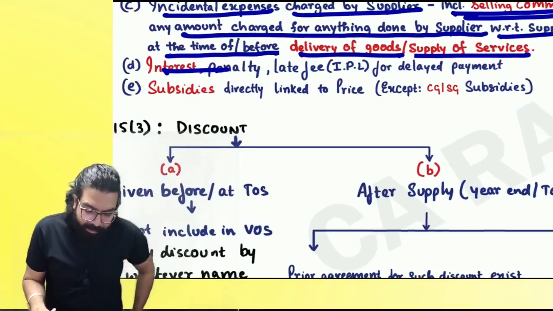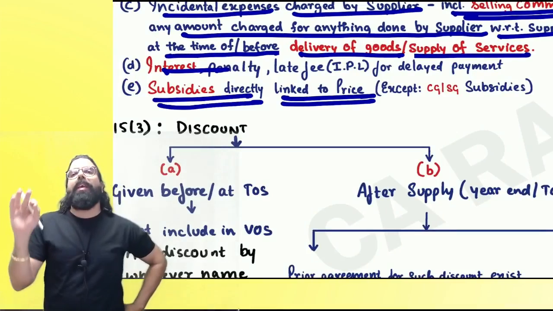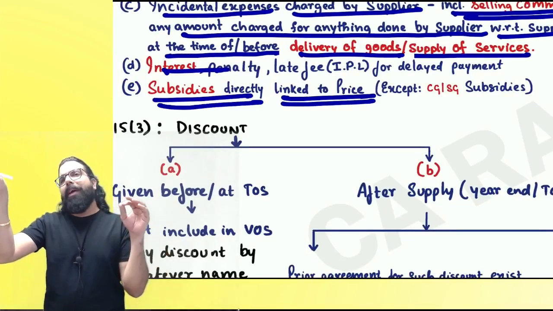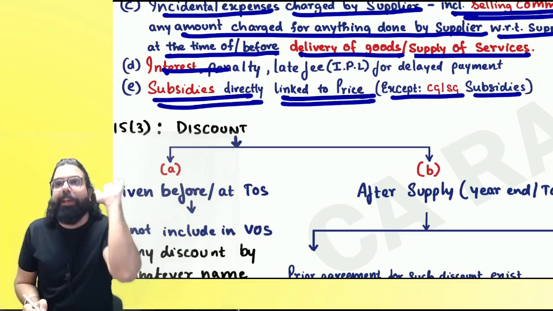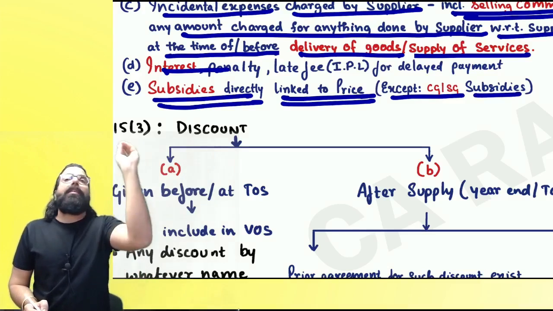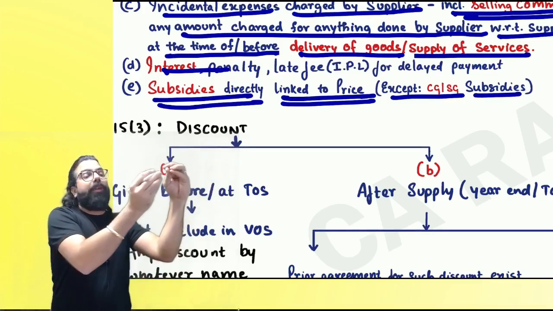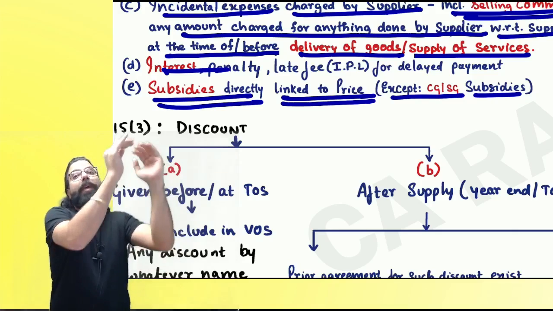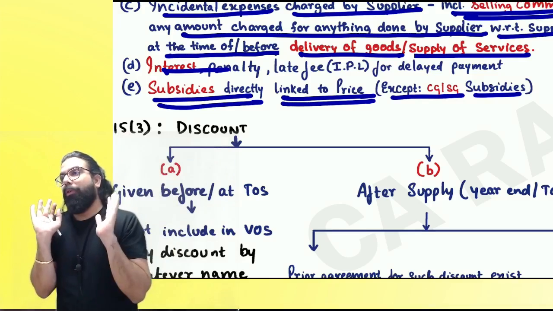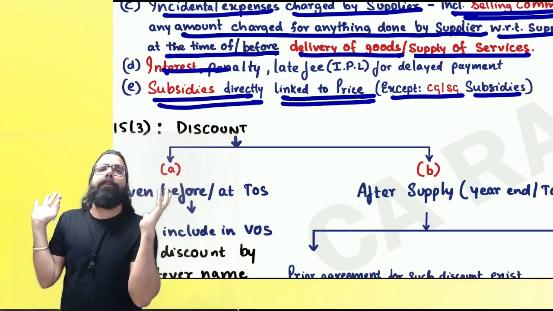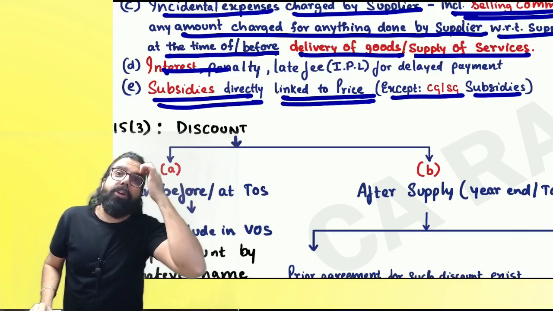The next one over here is subsidies which are directly linked to your price. Remember one thing, subsidies given by the government, which are central government and state government subsidies, are never to be included in the value. Other than that, subsidies given by anyone else, if directly linked to my price, because of the subsidy I am able to understand how much the price has come down directly, that is to be included in the value. Otherwise, if it is an indirect subsidy where direct linking with the price is not there, then that is not to be included.